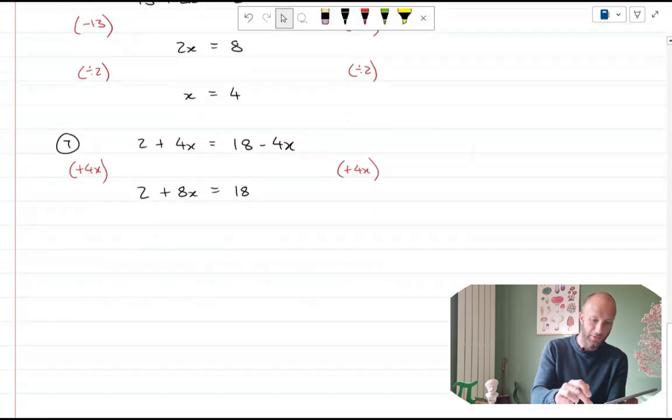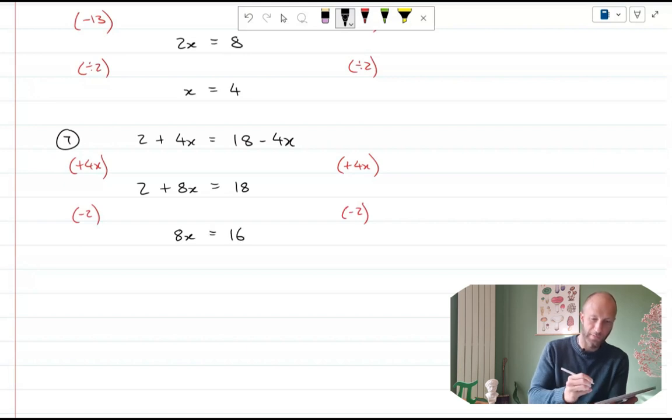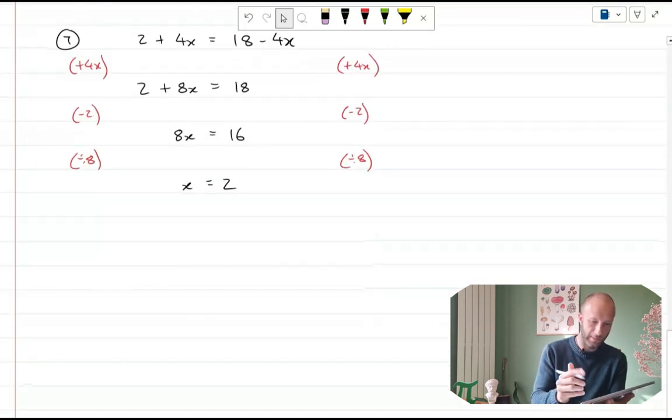And then from there, should be quite a nice question. Get rid of that positive 2 by subtracting 2 from both sides. Leaves me with 8x on the left and 18 minus 2, which is 16 on the right. And then divide by 8 on both sides to get rid of that multiplication by 8. X on the left, 16 divided by 8 is 2 on the right-hand side.